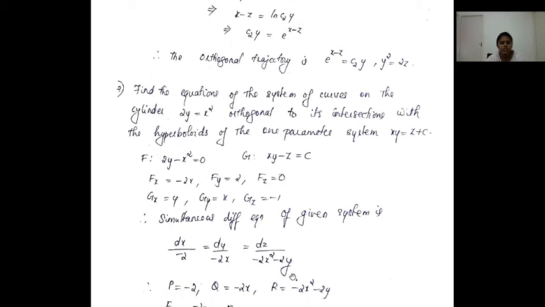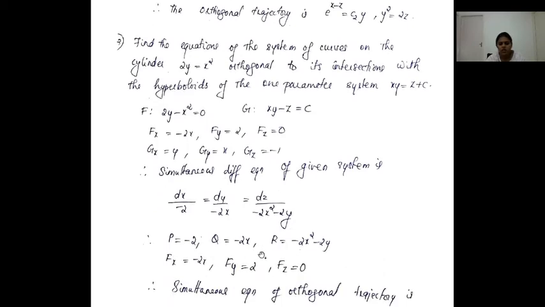gz. So the simultaneous equation of the given system of curves will be dx by minus 2. So component P is, say here you have 2 into minus 1 minus 0, and component Q is 0 into y minus 2x, so you are going to get 2x, and for R the value is minus 2x square minus 2y. So that is the simultaneous equation of the given system of curves.